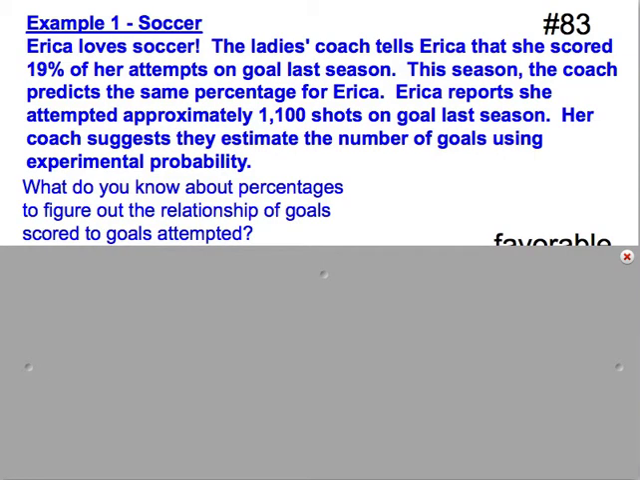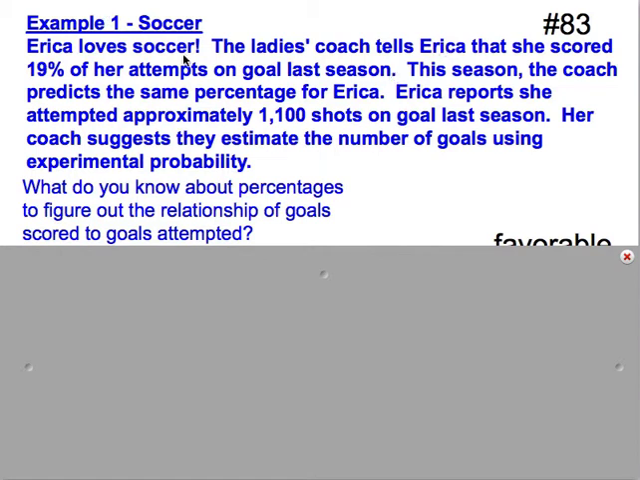Our first example has to do with soccer, and Erica scoring goals in soccer. Her coach says that she scored 19% of her attempts last season, and this year she says it should be the same. And Erica says last year she shot 1,100 goals, so they're going to use experimental probability to predict how many goals she's going to score this year. So first we have to dissect this problem a little bit because the information's not clear.